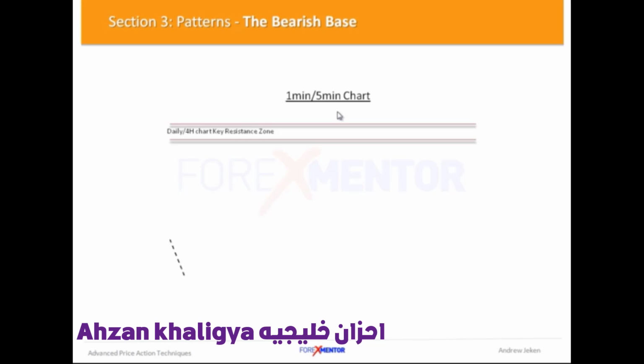And what we're looking for is price to approach our key resistance area. Once it hits the level, we're looking now at a smaller time frame. We're looking for price to react off the area. We're then looking for that area to hold as resistance and a leg down. So if we have a look at our area, we have an area of resistance becoming support, and then we're looking for price to hold as resistance.